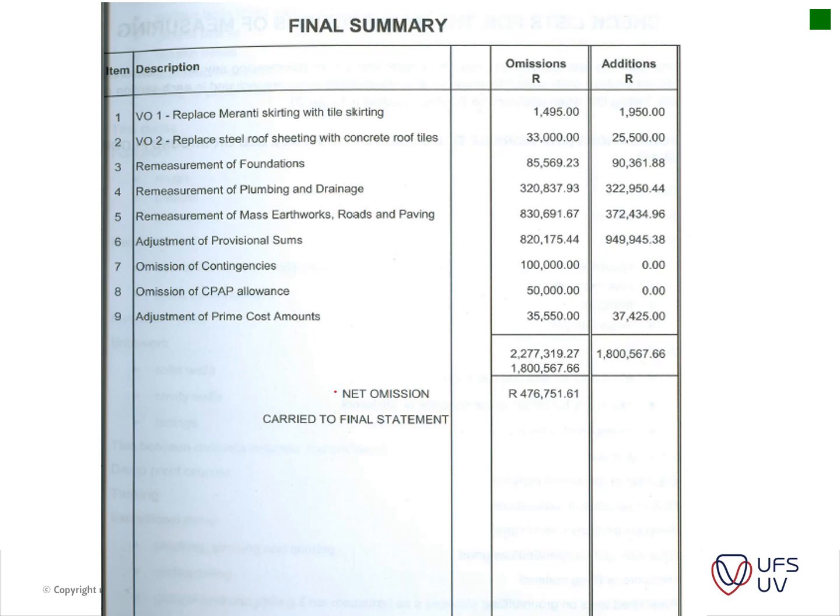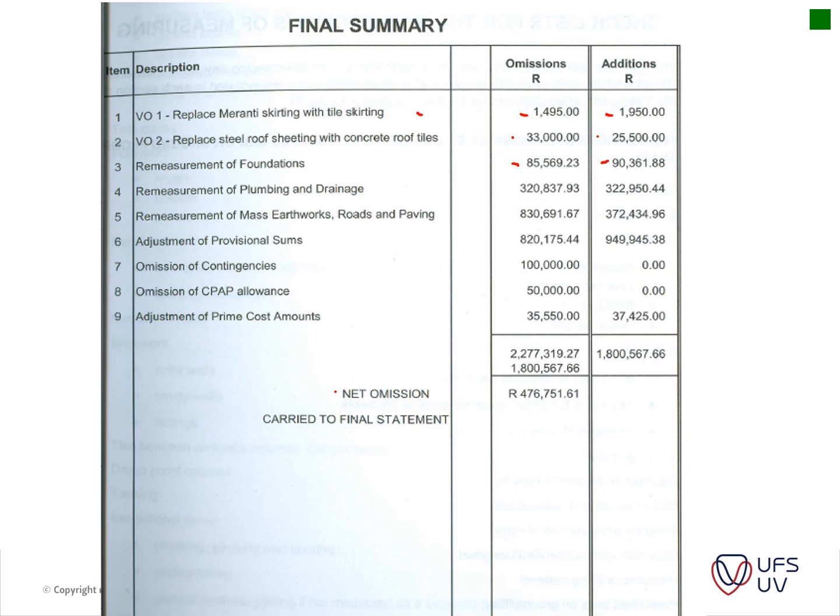So what you can see is usually all of the items, you've got some variation orders. So this variation order number 1 constituted the omission of a certain item and the addition of another item, and then VO2 again the same. Here you can see there was a bit of a saving, remeasurement of foundation. So originally there was allowed for 85,000. In the end it amounted to 90,000.